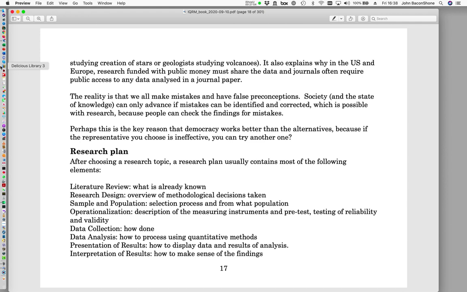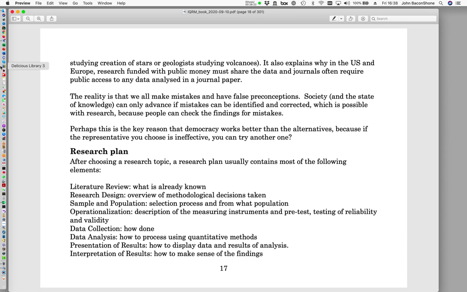The next element is what in this course we will call operationalization. What is operationalization? Operationalization is saying what measuring instruments we are going to use in this research. We need to be able to describe the measuring instruments, and we need to be able to test those measuring instruments to see that they work well. So we're going to talk about reliability and validity.